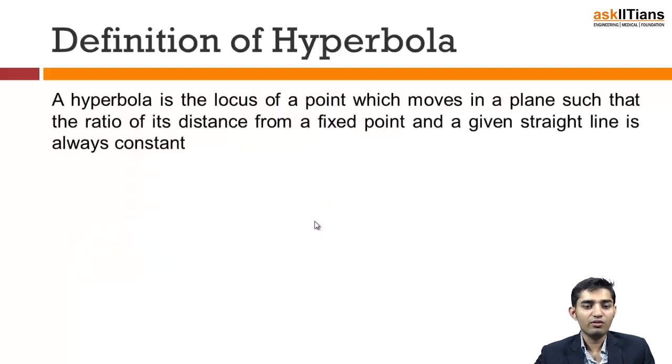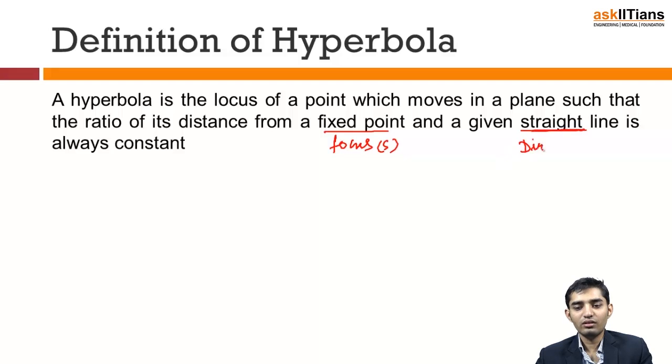What is the basic definition of hyperbola? A hyperbola is the locus of a point which is moving in a plane such that the ratio of its distances from a fixed point and a fixed given line is always constant. This fixed point is the focus, which is generally denoted by S, and this fixed given line is the directrix. Fixed means they are not moving in the plane, but the point is moving.